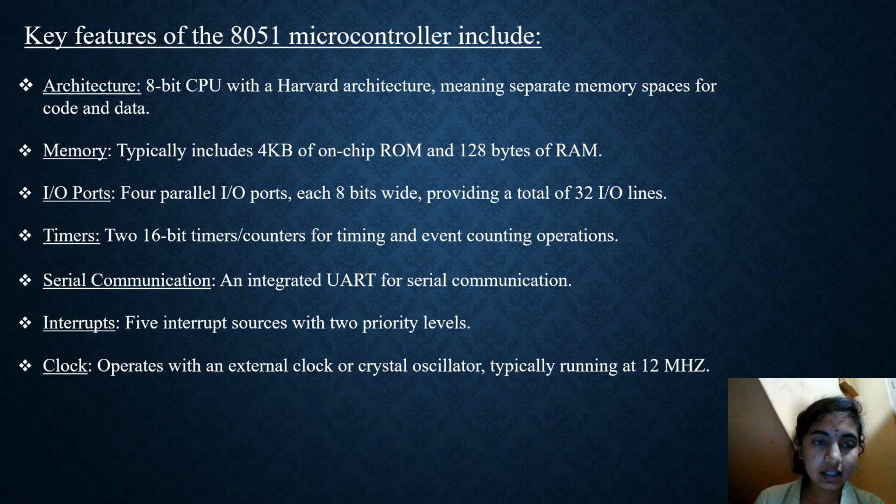So let us see what are the key features of the 8051 microcontroller. It also includes architecture. So it is an 8-bit CPU with a Harvard architecture, meaning separate memory spaces for code and data. So next is memory. It typically includes 4 kilobytes of on-chip ROM and 128 bytes of RAM.